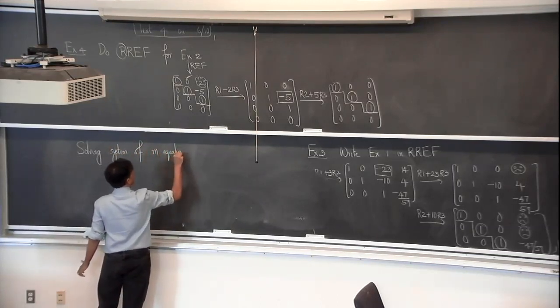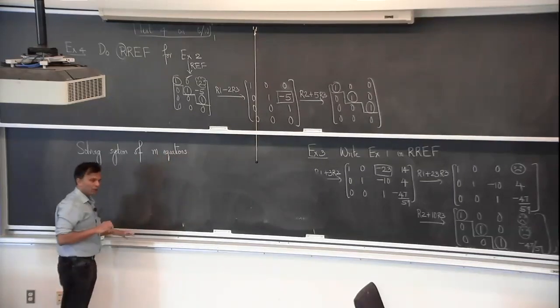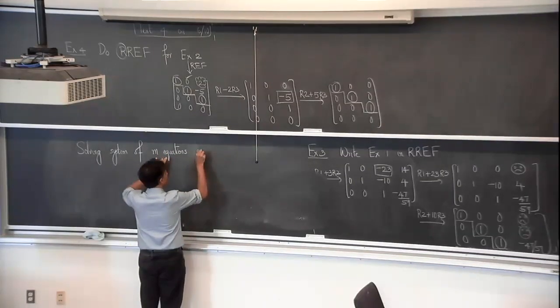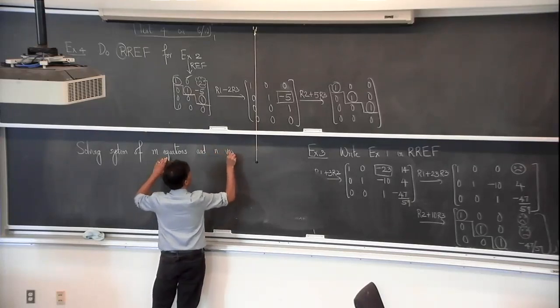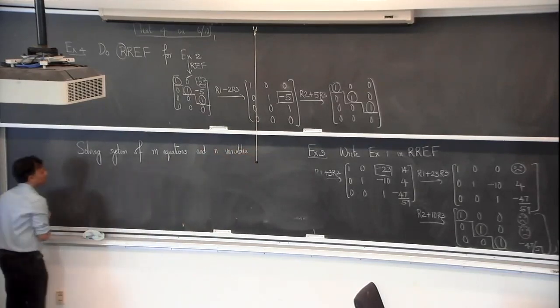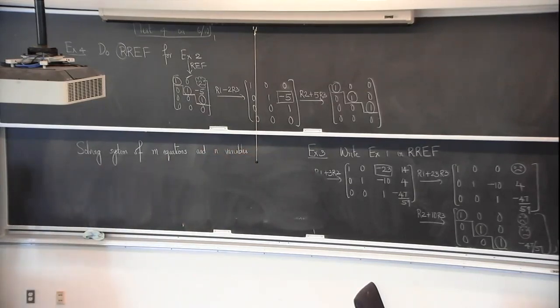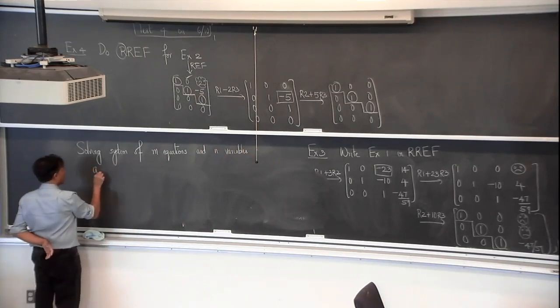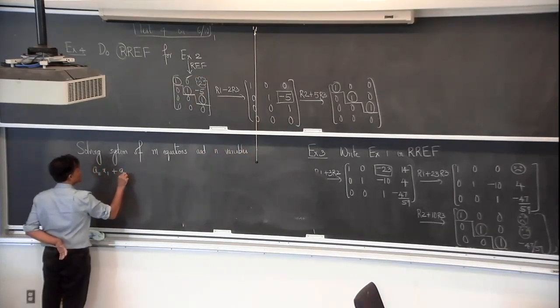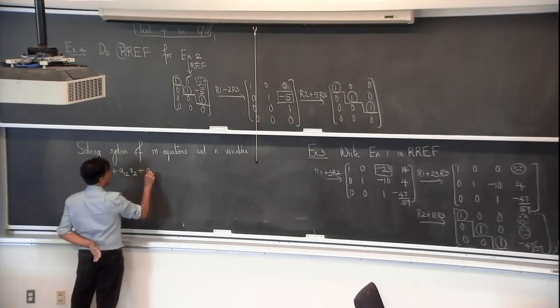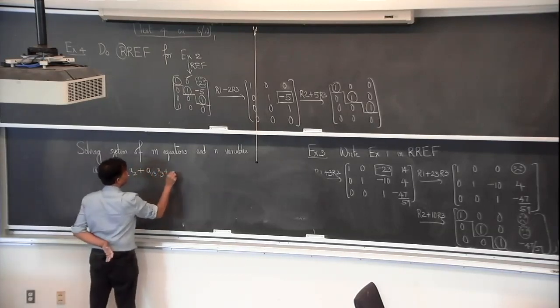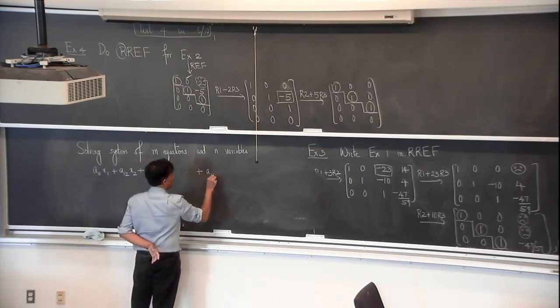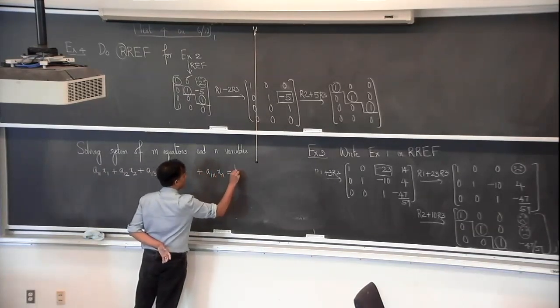So in particular, I'm going to make it as general as possible. We have m equations and n variables. Since we have so many equations and variables, it's more sensible to use subscripts instead of just writing letters. So the first equation would be a11x1 plus a12x2 plus a13x3 dot dot dot plus a1n xn equal to b1.